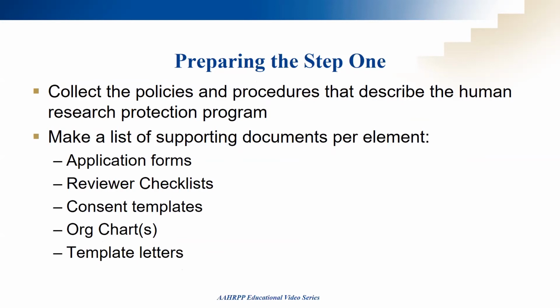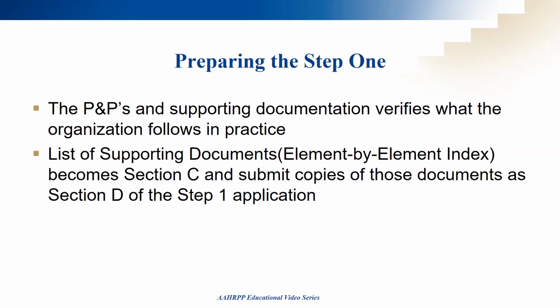Preparing the Step 1 application, you want to collect supporting documents per element, which include your human subjects application, your reviewer checklists, your consent templates, your org charts, and your template approval letters. The policies and procedures and supporting documents are what verifies the organization follows in practice. The list of supporting documents, which is the element by element index, becomes section C, and copies of the supporting documents become section D of the application.